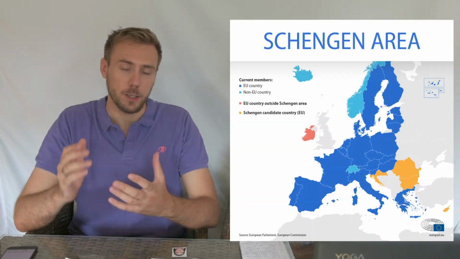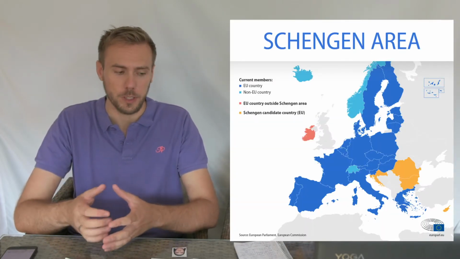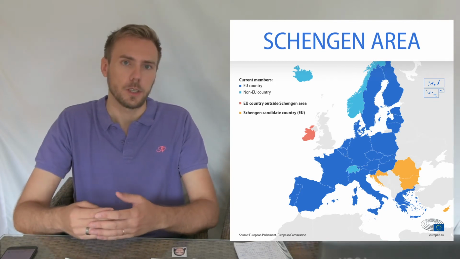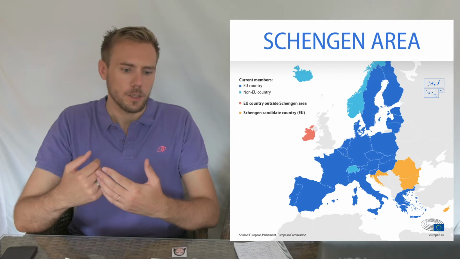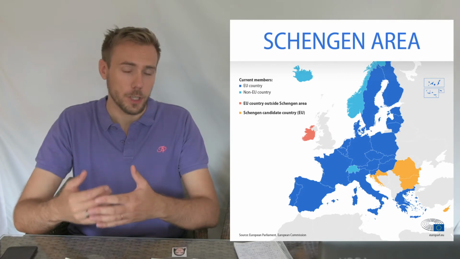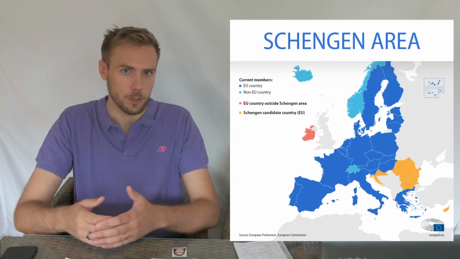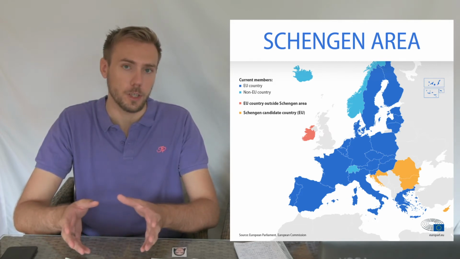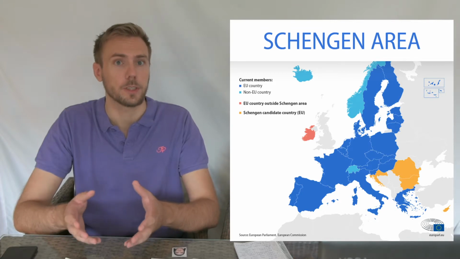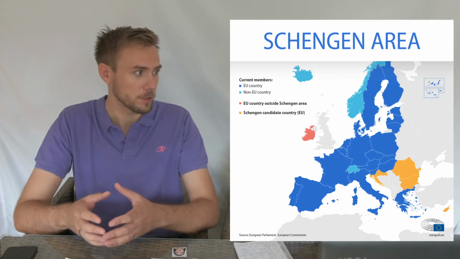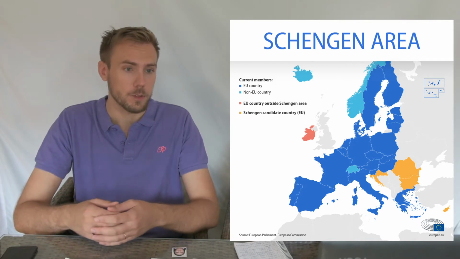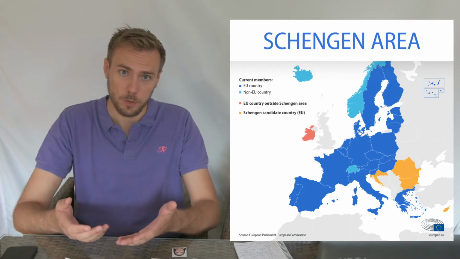So, what is the Schengen area? The Schengen area is an agreement from European countries to allow free travel within the borders. Just a quick side note, the Schengen area is not the European Union. Those are two different things, because Switzerland and Norway are not part of the EU, but they are part of the Schengen agreement. Which means that if you want to visit Switzerland, you can with the Schengen visa. If you want to visit Norway, you can do it as well.